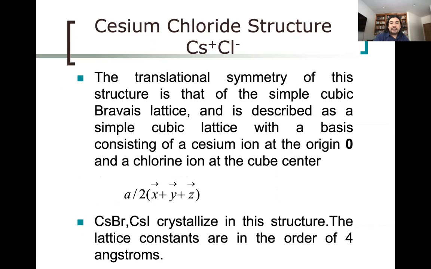So here you have a simple cubic lattice with a basis of the cesium at 0 and a chlorine in the center. You could look at it like that, like this is just a simple cubic lattice with 2 atoms in its basis set. And Dr. Bunda, yeah.